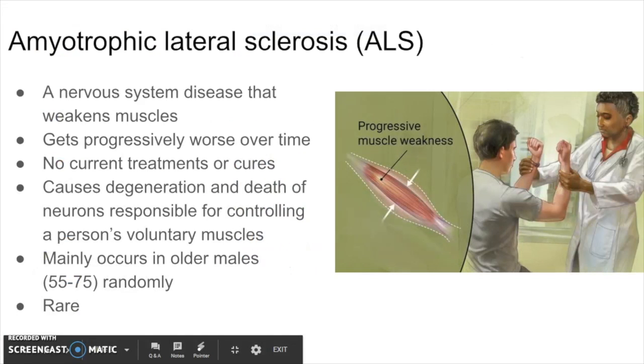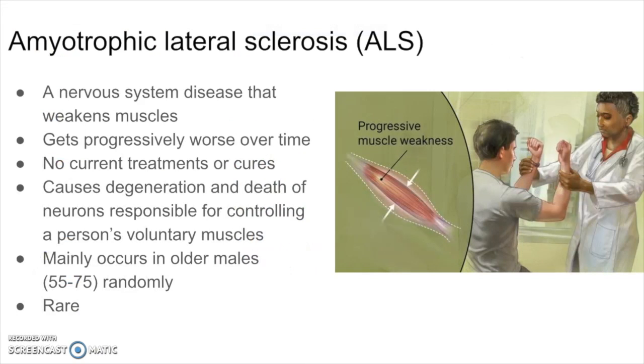Amyotrophic lateral sclerosis, or ALS, or Lou Gehrig's disease, is a nervous system disease that weakens the muscles. This disease gets progressively worse over time, and there are no current treatments or cures. ALS causes degeneration and death of neurons responsible for controlling a person's voluntary muscles. Mainly occurs in older males from ages 55 to 75 randomly, and this disease is very rare.